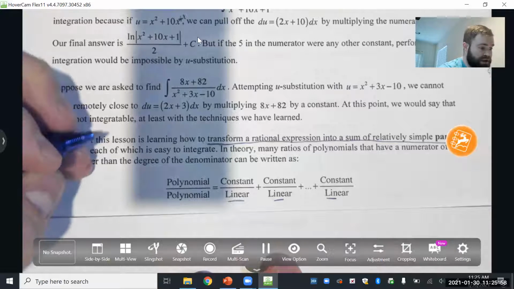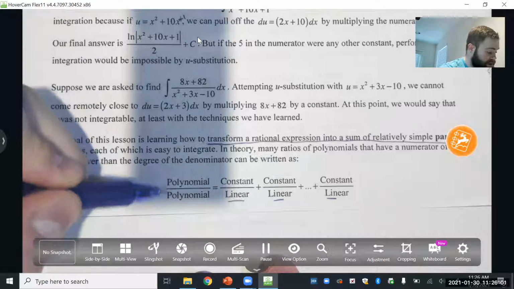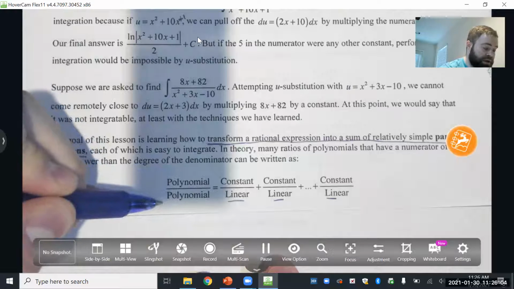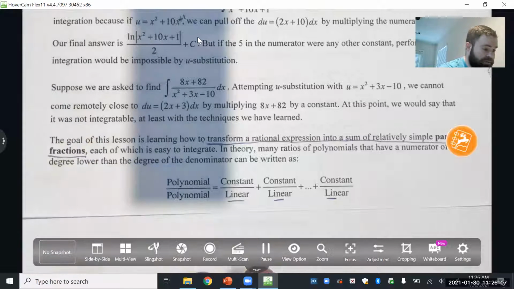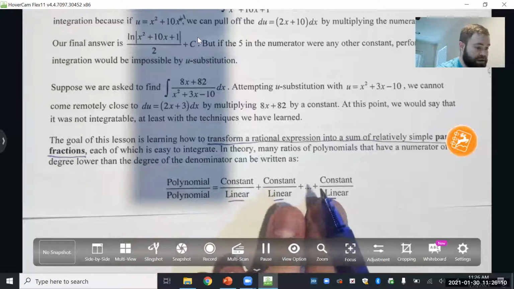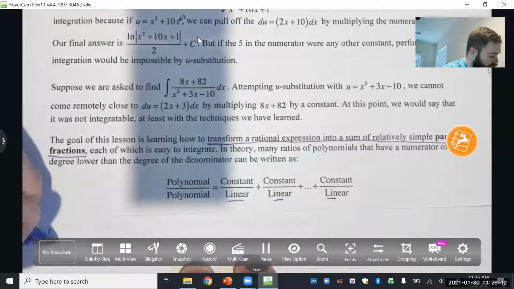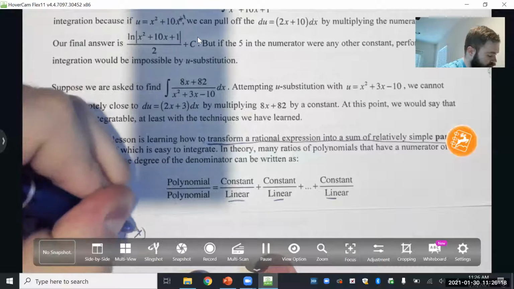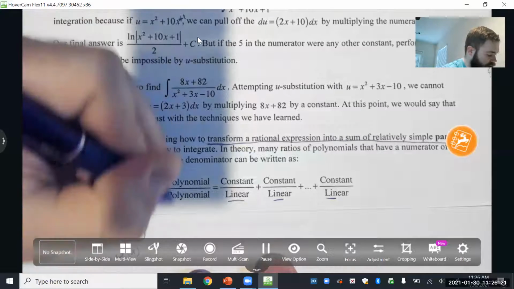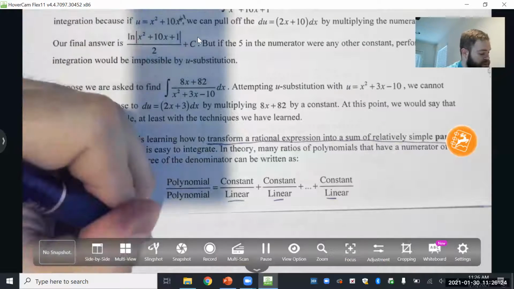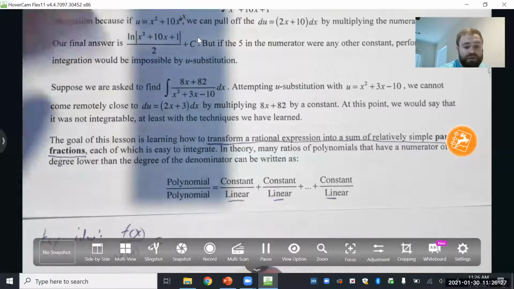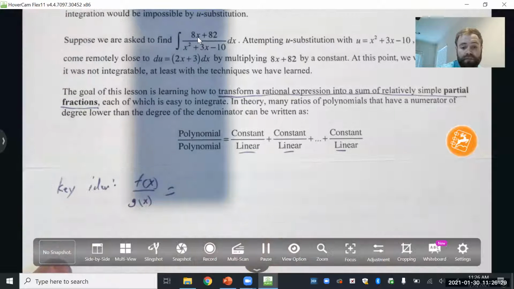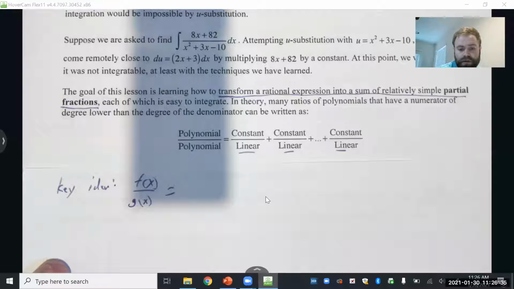This method will be used when you have a quotient of polynomials like this, and it can be factored into non-repeating linear fractions. So a key idea of what's going to happen is we're going to start off with some f of x over g of x, like they have over here, polynomial over polynomial, and we're going to essentially just use algebra.